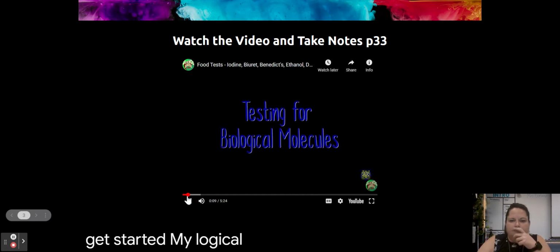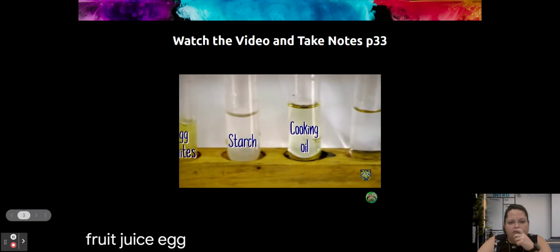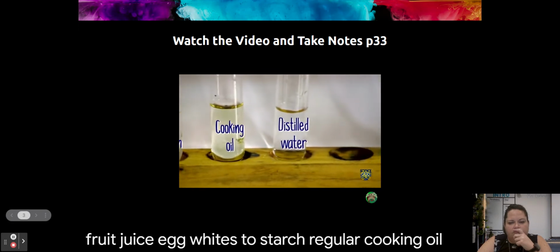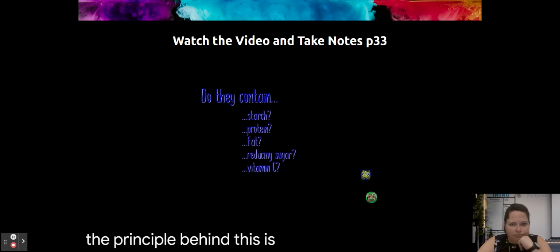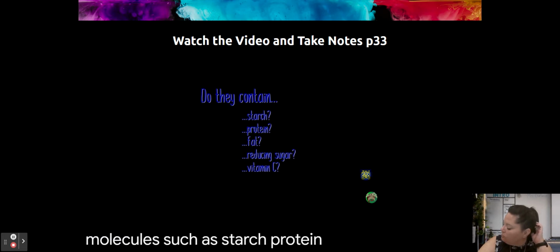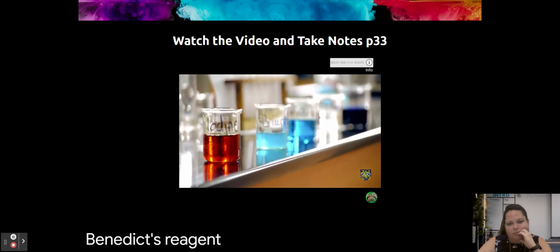Biological molecules, sometimes just known as food tests. We're going to be investigating fruit juice, egg whites, starch, regular cooking oil, and we're also going to use distilled water as a control. The principle behind this is basically to find out if those different samples contain biological molecules such as starch, protein, etc. In order to do that, we're going to need to use DCPIP, ethanol, Benedict's reagent, biuret, and also iodine.